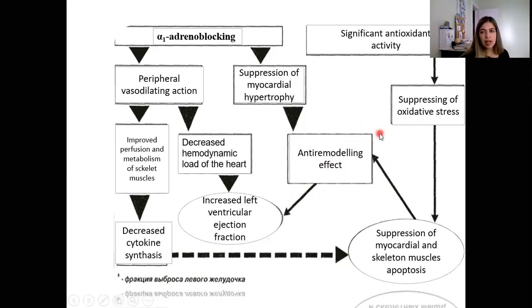in the heart. And also these drugs have significant antioxidant activity, which suppresses the oxidative stress of the cells, and this all suppresses the myocardial and skeletal muscles apoptosis. So the cells will not die. So we can see by this scheme that alpha adrenoblocking is not just relieving the high blood pressure, it is also the protection of your heart not to destroy the cells.